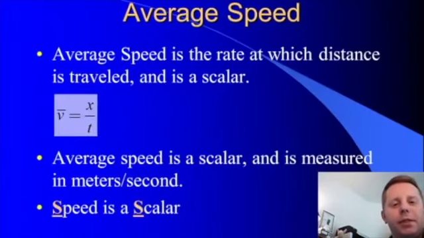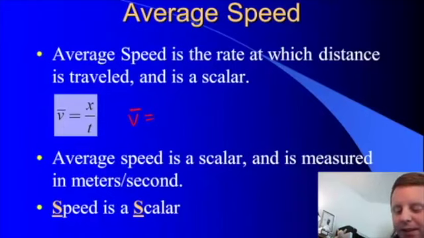Now, sometimes it's also important to know how long it takes you to travel a distance. We call that the average speed. That's the rate at which distance is traveled, and it's a scalar. Typically, we denote that v for speed. Don't ask me why. V stands for speed, and the line over it means that it's an average speed.